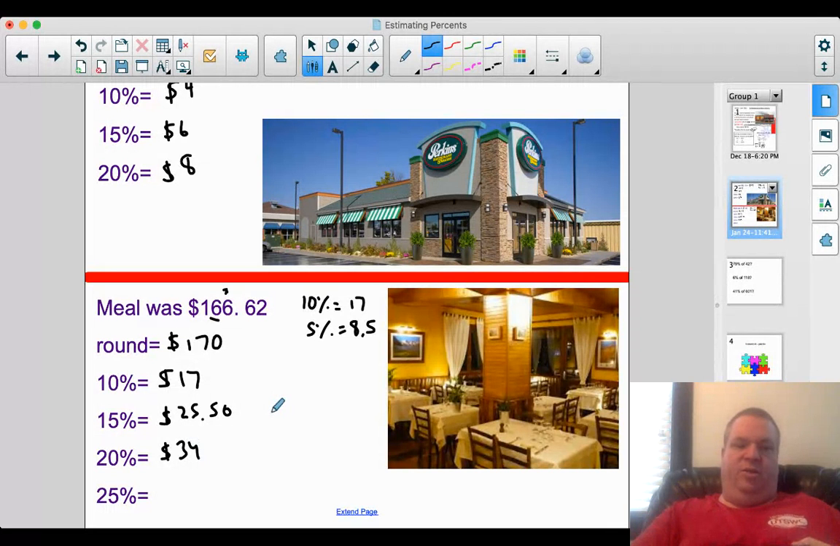Okay. 25% is 20% plus another 5%. So I know 20% is 34. If I add another 5%, that's 8.5. I'll get 42.50. Okay. So there are those percents of those numbers.